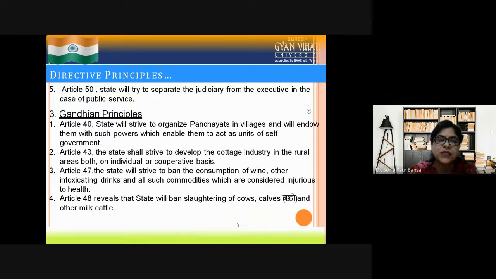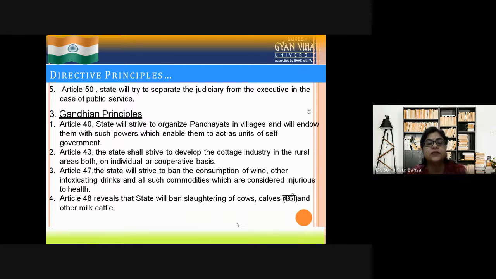Article 50 is related to the state will try to separate the judiciary from the executive in the case of public service. Now let's talk about Gandhian principles and directive principles, students, and they are mainly related to Articles 40, 43, 47, and 48. So Article 40 says state will strive to organize panchayats in villages and will endow them with such powers which enable them to act as units of self-government.